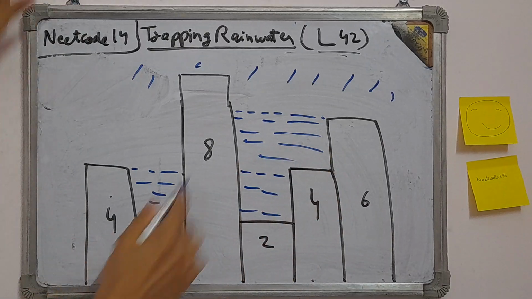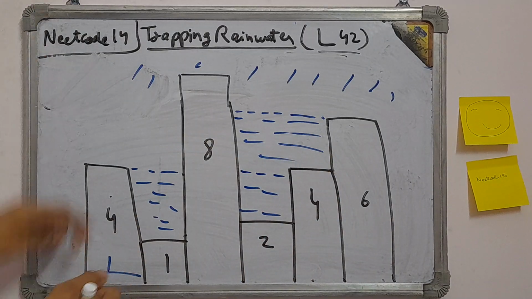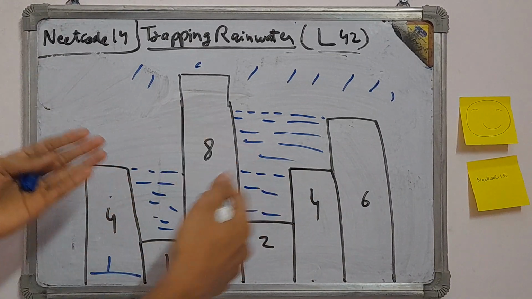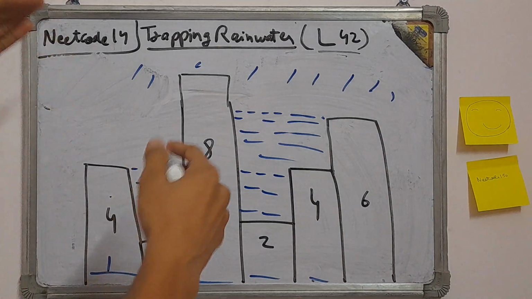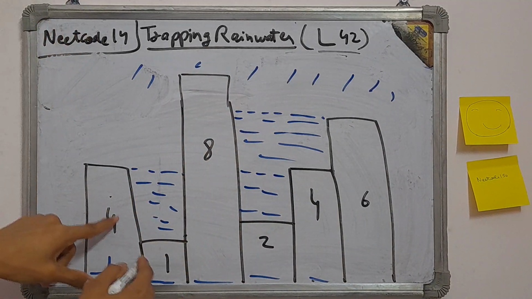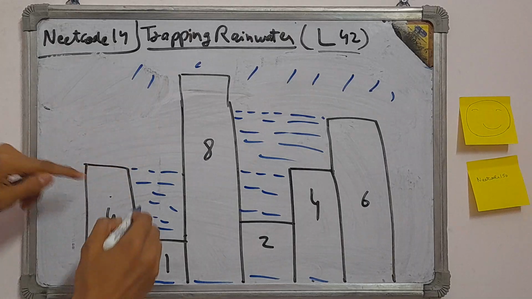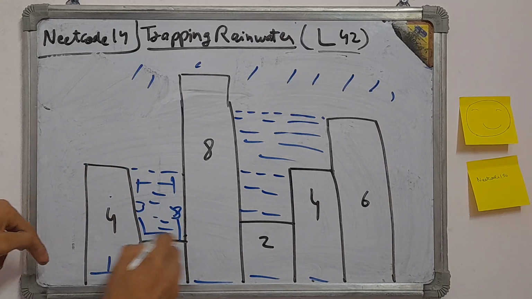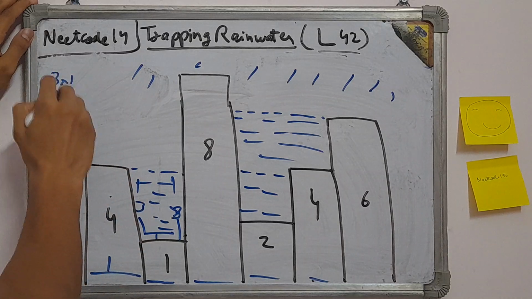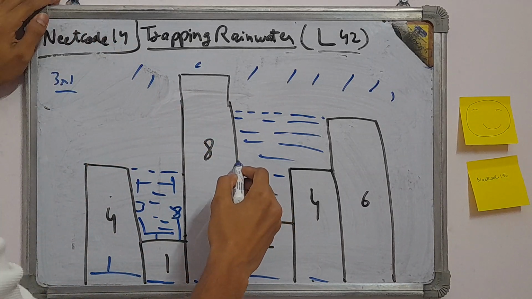So we assume each building is one width and heights are given in the array. Heights are different, but the width is 1, 1, 1, 1, 1. So now the question is asking how much total area of water is here. So let's see here, 1 height and 4 height. That means this is 3. So obviously this is 3 also because this is a rectangle and width is 1. That means 3 into 1.